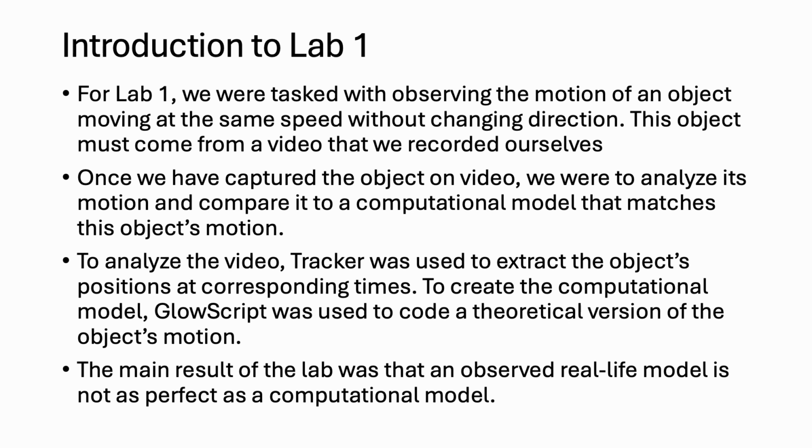Once we've captured this video, we were to analyze its motion and compare it to a computational predicted model that matches its motion. To analyze the video, Tracker was used to extract the object's position at corresponding times, and to create the computational model, GlowScript was used to code a theoretical version of this motion. The main result of the lab was that an observed real-life model is not as perfect as a computational model.